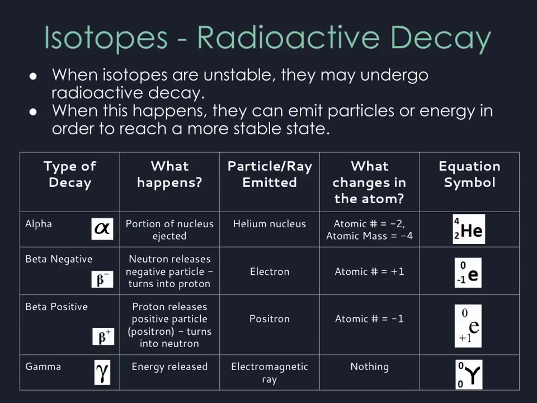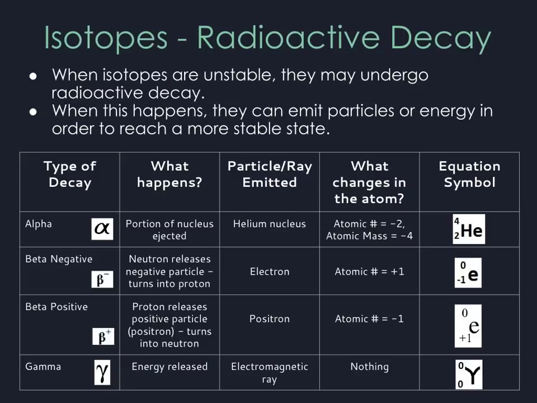And so I wanted to make sure that you have the opportunity to do it on your own paper, or if you'd like to type it into your own table, print that out, attach it to your notes, you're more than welcome to, okay? So the 4 types of decay are alpha, beta negative, beta positive, and gamma, okay?